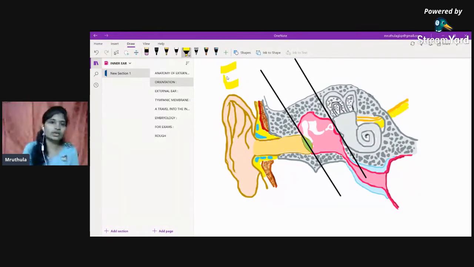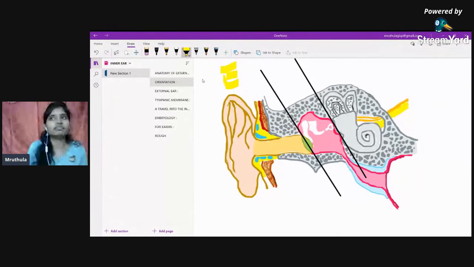In between the external ear and the middle ear, we have a line of demarcation. What is it actually representing? It is representing the tympanic membrane. And what separates the middle ear from the inner ear? It's called the oval window. The oval window is what separates the middle ear from the inner ear. That's what we need to know about the parts of the ear.